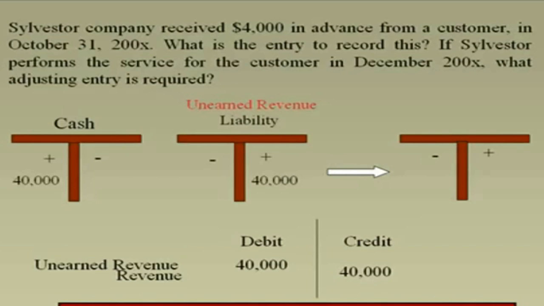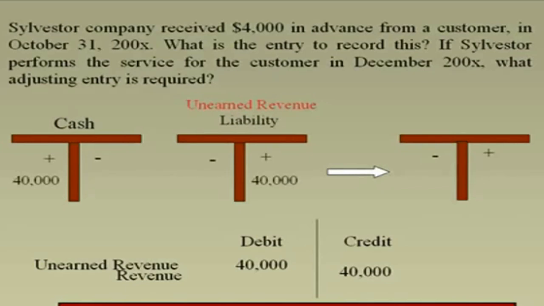It's a liability because right now you owe the customer. The customer paid you, but you did nothing for the customer. So cash plus 40, unearned revenue, which is a liability, plus 40.